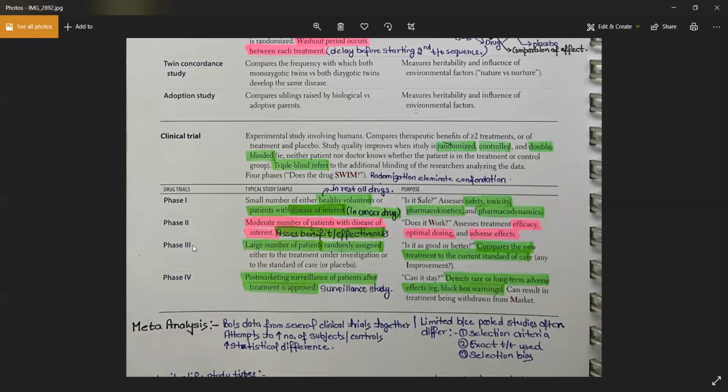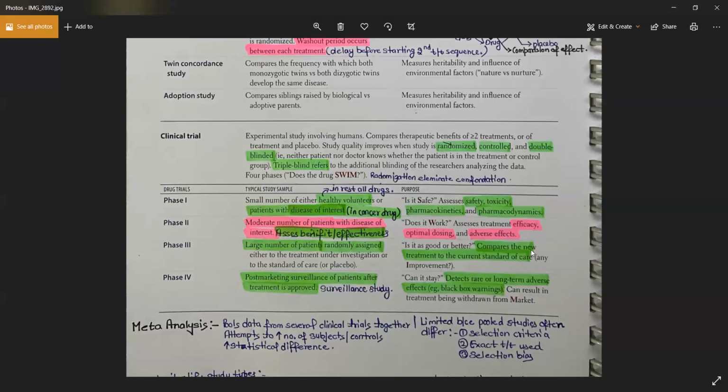Okay, so always in phase 3, you will have 2 groups of patients. One is receiving the new therapy, and one is receiving the previous therapy or the placebo. So in phase 3, you will always have two groups, and it will always be a large number of patients. One group is receiving the new treatment, and the other group will be receiving the placebo or the previous treatment. And you will now compare the effect of the new drug with the previous treatment. Is there any improvement or not? Is the new drug more beneficial than the previous drug or not?